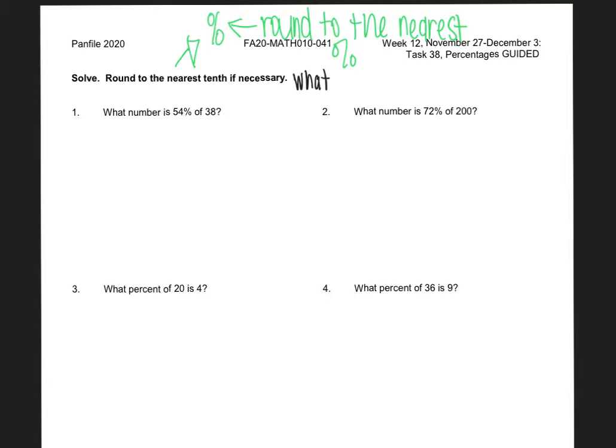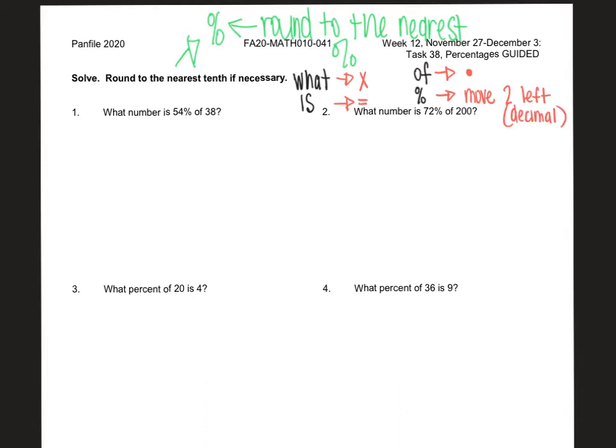What is a keyword? What is a keyword. Of is a keyword. And then we have to do something with our percent. So what is going to mean x. Is is going to mean equals. Of is going to be multiplication, which I will represent as a dot. And when you have a percent, you need to move the decimal to the left because you need it to be a decimal.